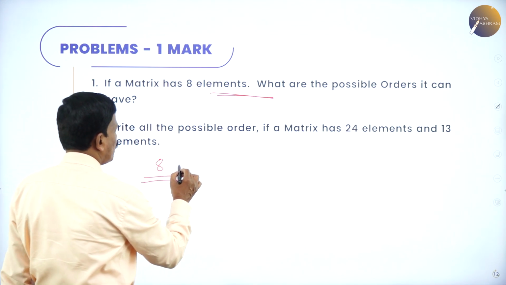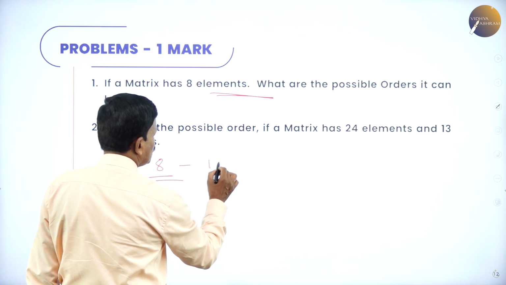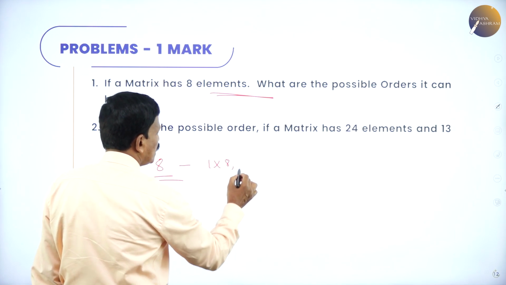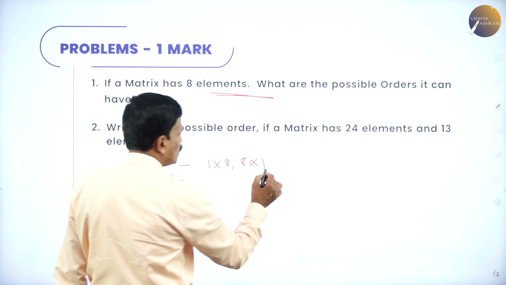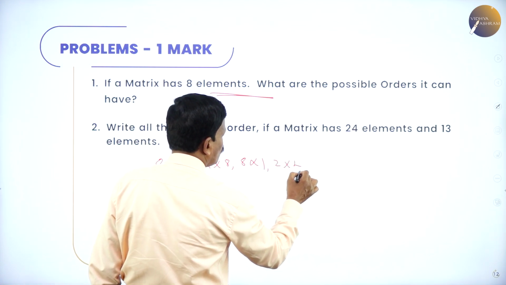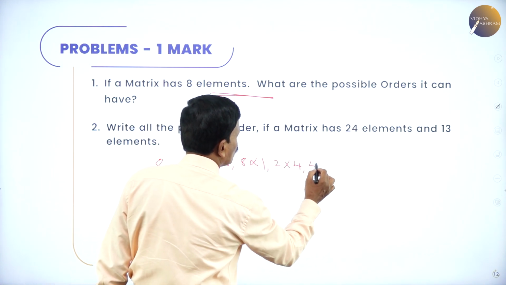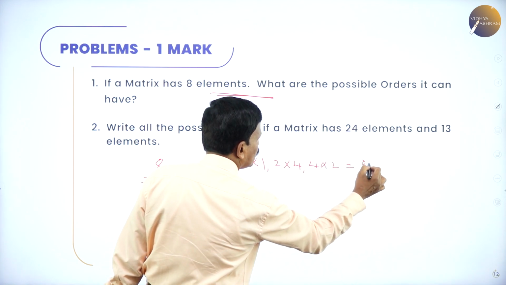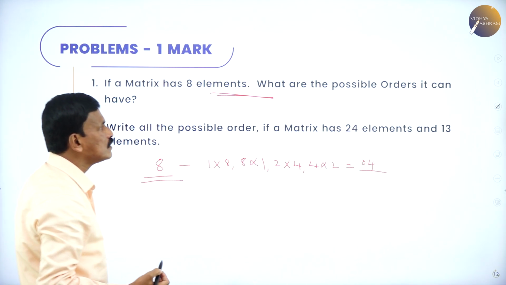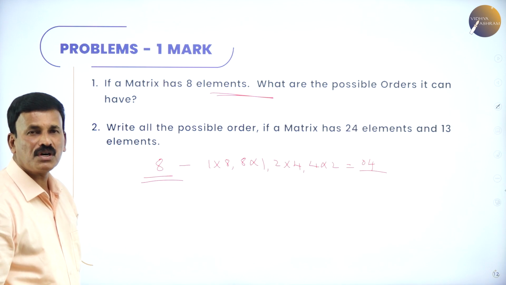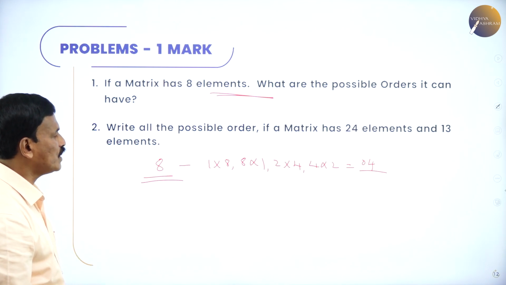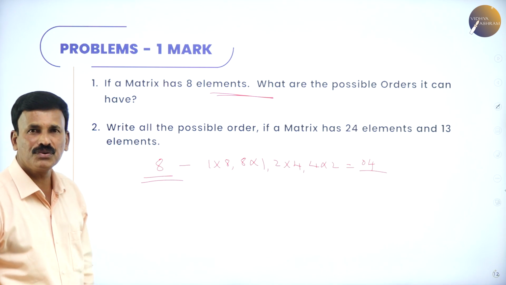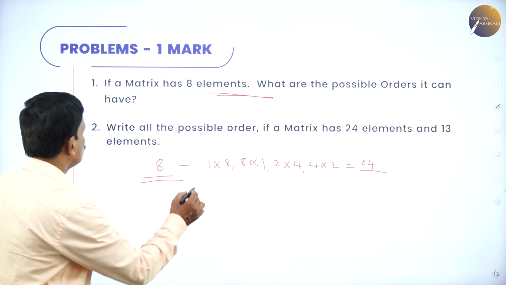Now just write down the factors, that's all. So first one is 1 into 8, then 8 into 1. 1 into 8 is 8, 8 into 1 is 8. Again 2 into 4, 2 4s are 8, again 4 into 2. So it contains 4 possible orders. So the possible orders for 8 elements are 1 into 8, 8 into 1, 2 into 4 and 4 into 2.